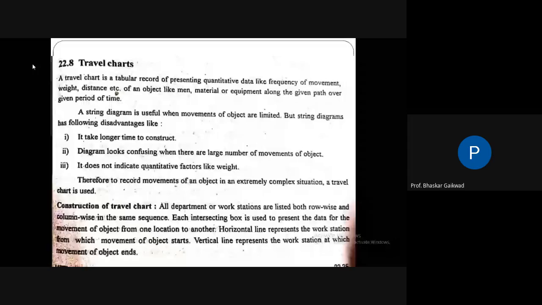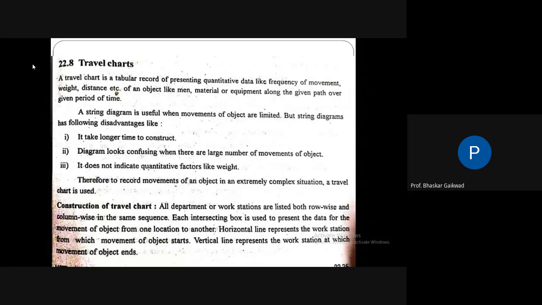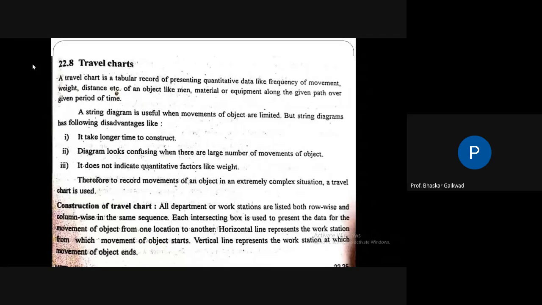Next, it does not indicate quantitative factors like weight. How much weight has gone from the store? It is not included. How much quantity is taken by the man from the store to the first machine, second machine, it is not indicated in these diagrams. So therefore, to record movement of an object in a complex situation, a travel chart is used. When there is a need to get quantitative data like weight, then we require these travel charts, meaning how much weight has gone from store to first machine, from first machine to the second machine, like this. So weight quantity is important in the travel charts.